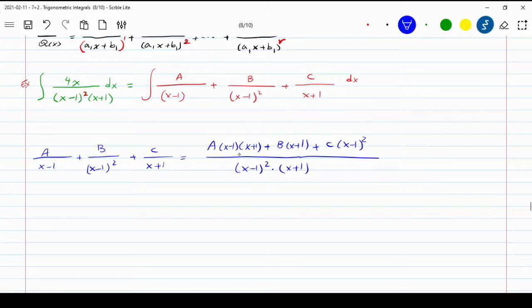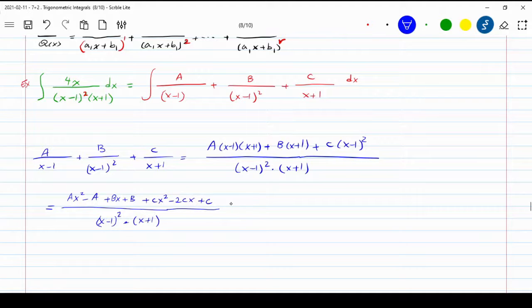And now you need to do the distribution of the numerator. So the numerator becomes a x squared minus a, and here you'll get bx plus b, and for the other term you'll get plus cx squared minus 2cx plus c, and the denominator is still x minus 1 squared times x plus 1.